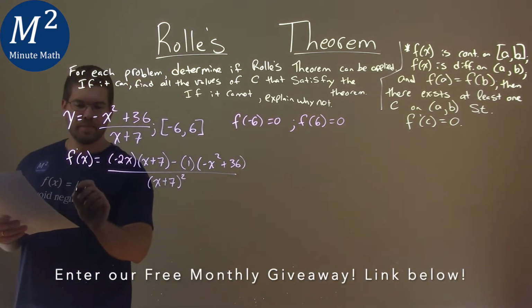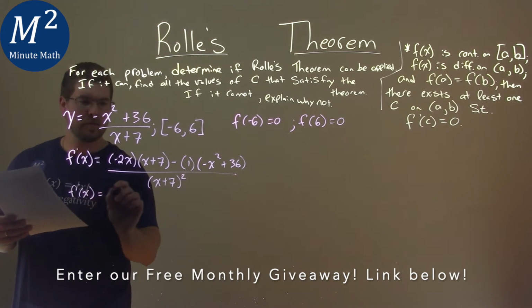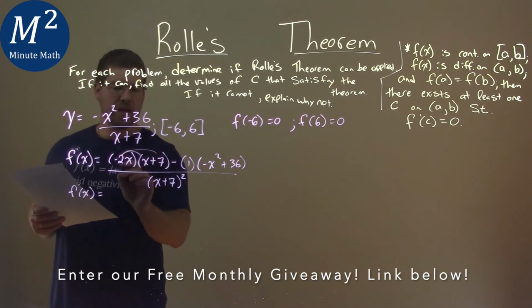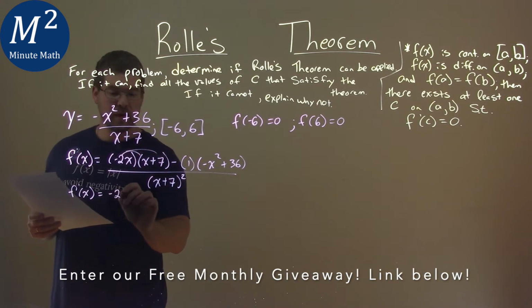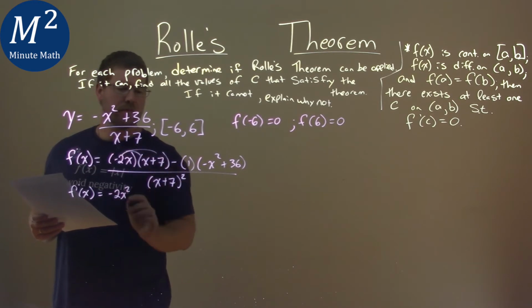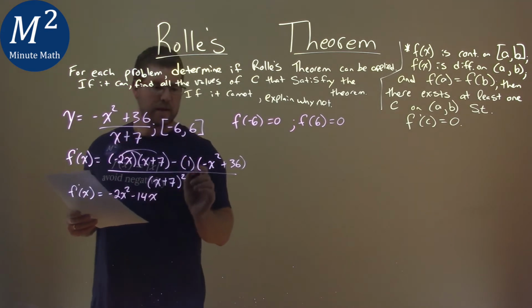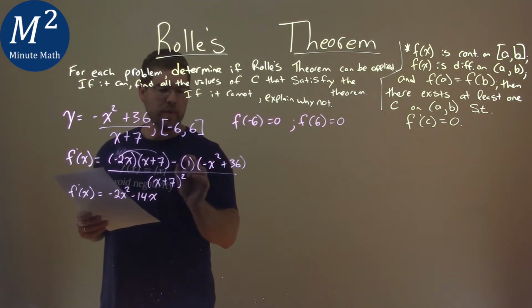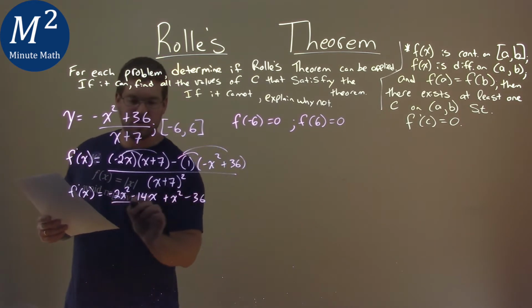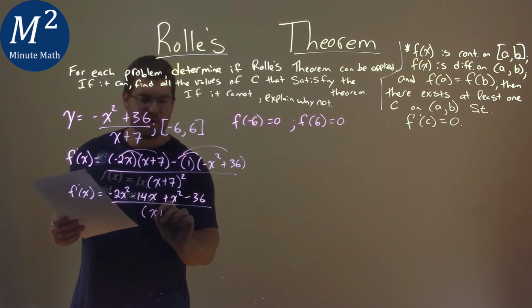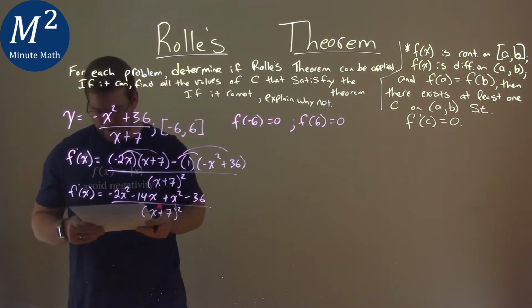Simplify where we can. F prime of x now is equal to, multiply this out, negative 2x times x is negative 2x squared, and negative 2x times 7 is negative 14x. Subtract that by the 1 times the numerator, and let's distribute that minus sign, so we have plus x squared minus 36, all over x plus 7 all squared.